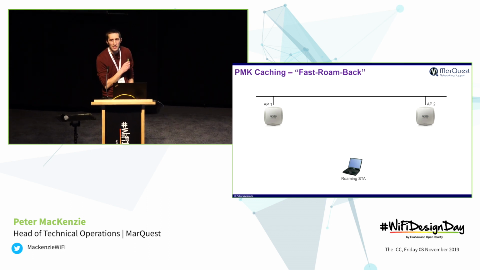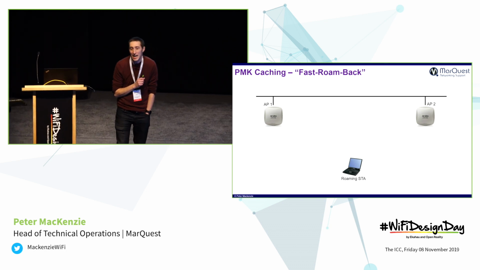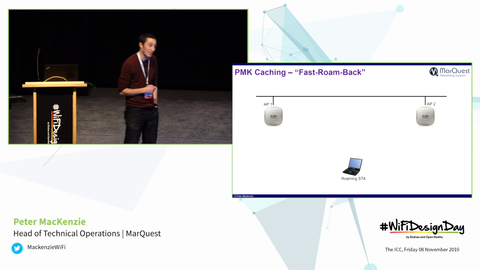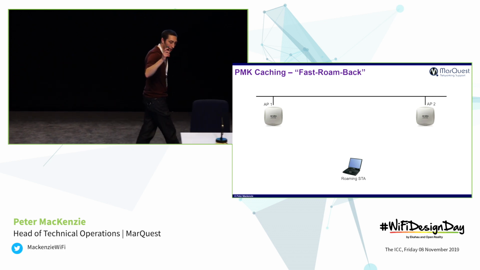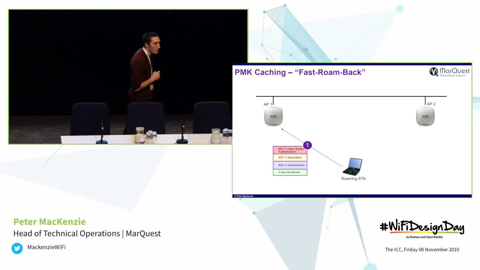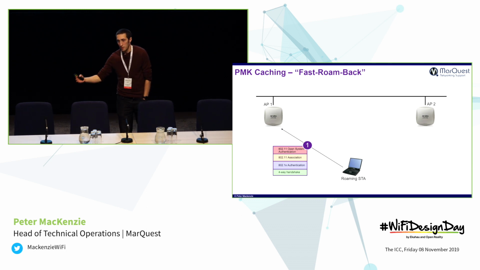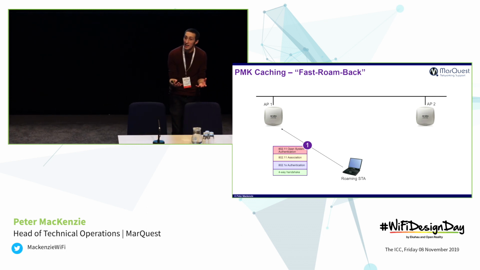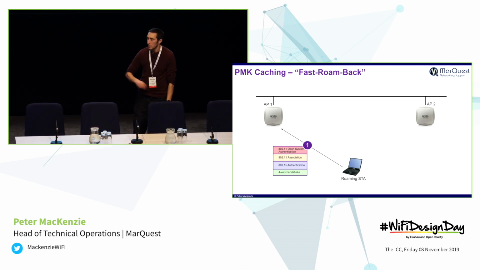So the first of these methods is what we call PMK caching, pairwise master key caching, also known as fast roamback, and you'll see why in a little bit. Let me tell you how it works. We associate to AP1. The client goes through open system authentication, it goes through association, it does its 802.1x, and it does its 4-way handshake. We are associated to the first AP.